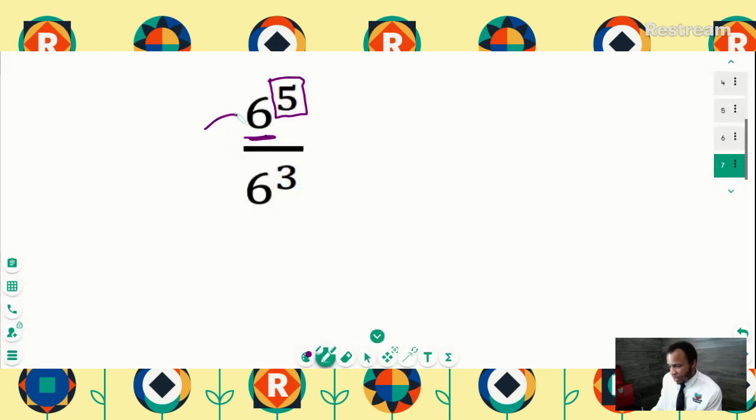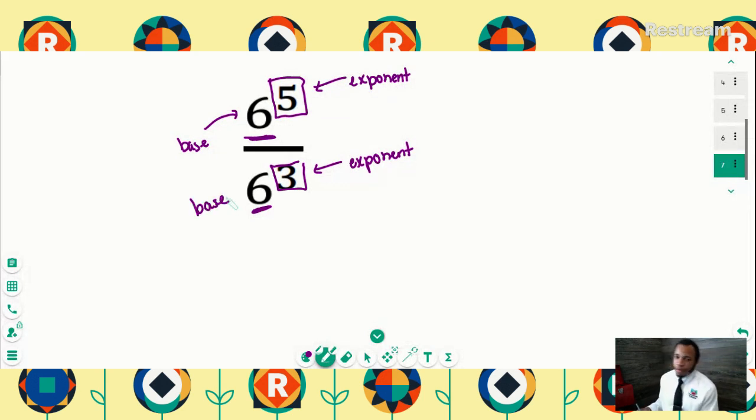So the 6 represents the base. The 5 represents the exponent. Just like here on the bottom, we have 6 and we have 3. 3 is representing your exponent. 6 represents your base. So now to even make this more plain, what I'm going to do is rewrite this a different way.